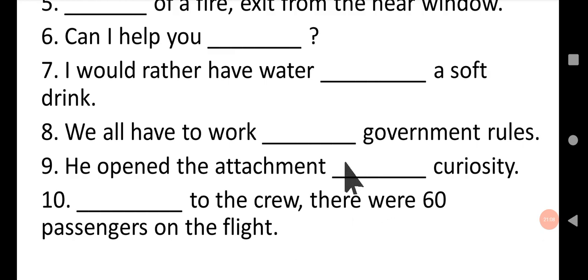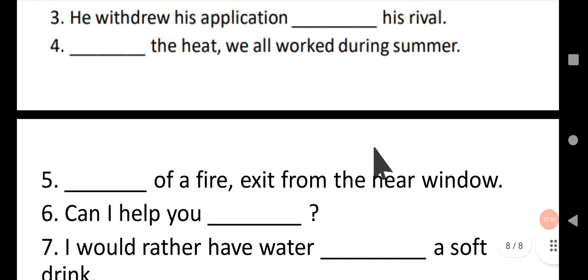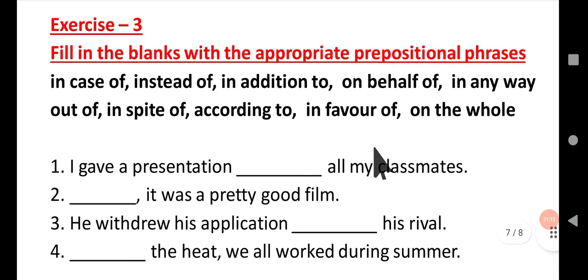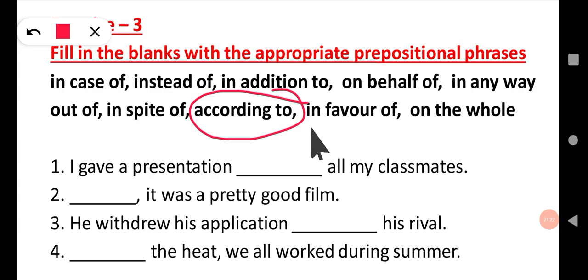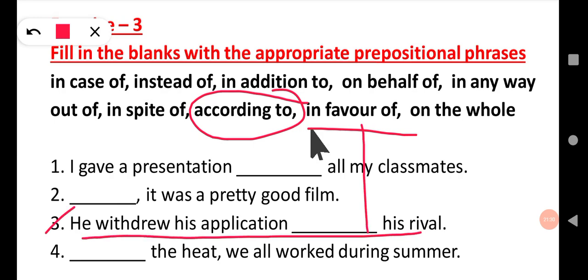We all have to work dash government rules. We all have to work in favor of someone, that is already done. In the same meaning, we can get this one here. See, we all have to work according to the government rules. Okay, so since we have already used it in the third one, he withdrew his application in favor of his rival, in the sense enemy. This is already done. But here according to, in favor of, they carry the same meaning.